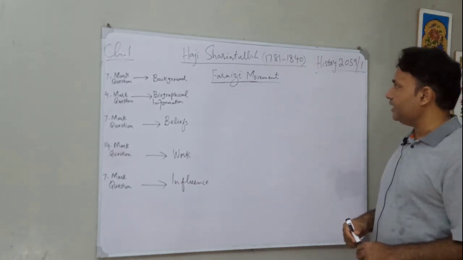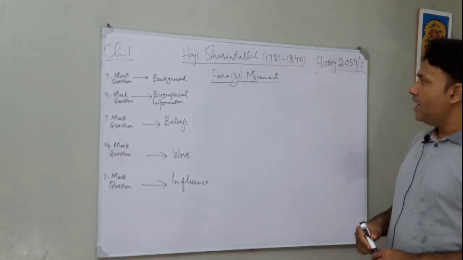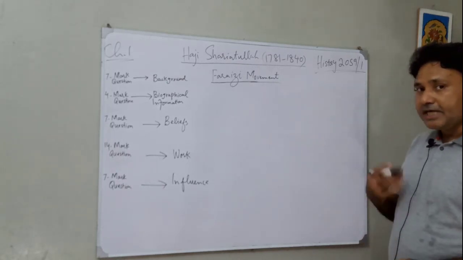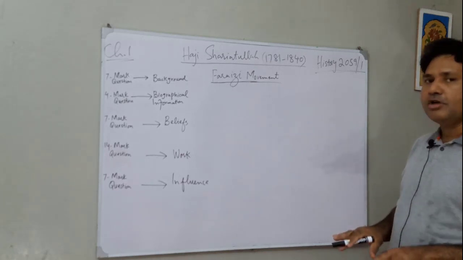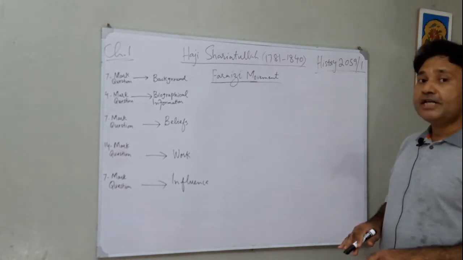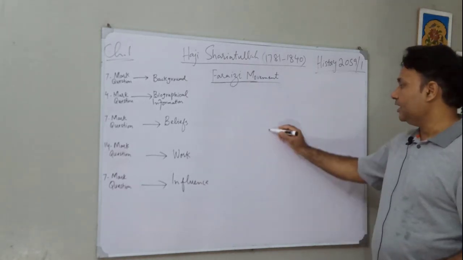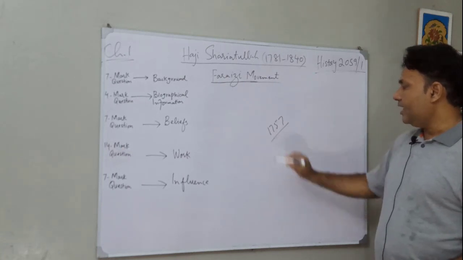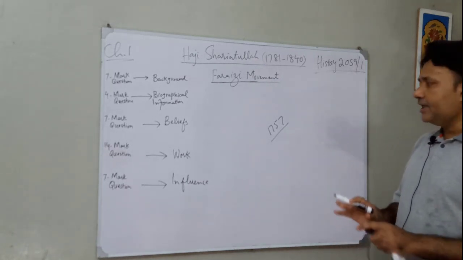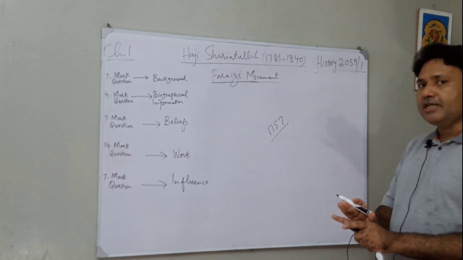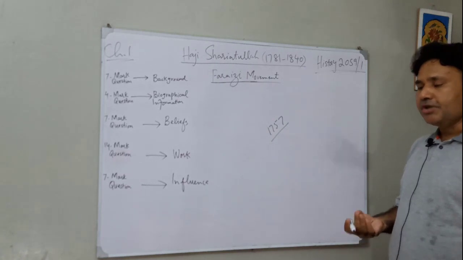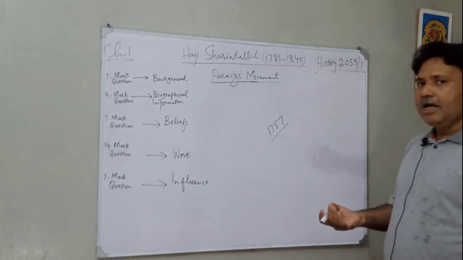Haji Shariatullah was born in the year 1781 and died in 1840. This was the time when the British rule in India was quite established. Although the East India Company was still making territorial expansion, it had already taken control of Bengal by the year 1757. And after taking control of Bengal, it started ruling over Bengal, and over time it imposed heavy taxation on land. It became very difficult for the Muslims in eastern Bengal to pay the heavy taxes.